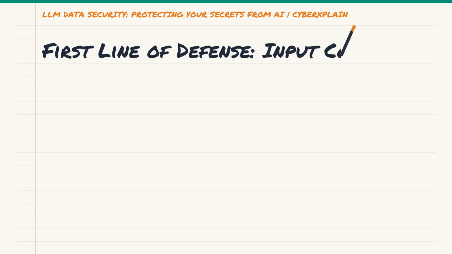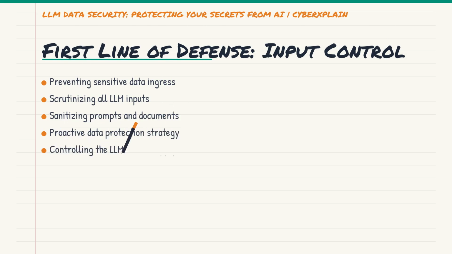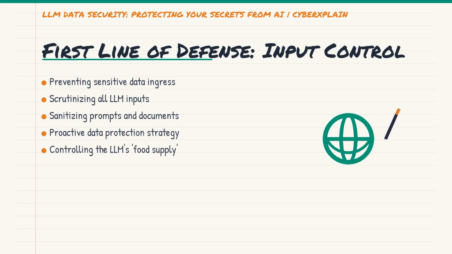Our first and arguably most critical line of defense is controlling what goes into the LLM. Think of it like a bouncer at a VIP party. Not everyone gets in, and certainly not with prohibited items. If we can prevent sensitive data from ever reaching the model, our job becomes a lot easier. This means carefully scrutinizing and sanitizing all input prompts and documents before they're fed to the AI. It's about being proactive, rather than reactive, to data security.